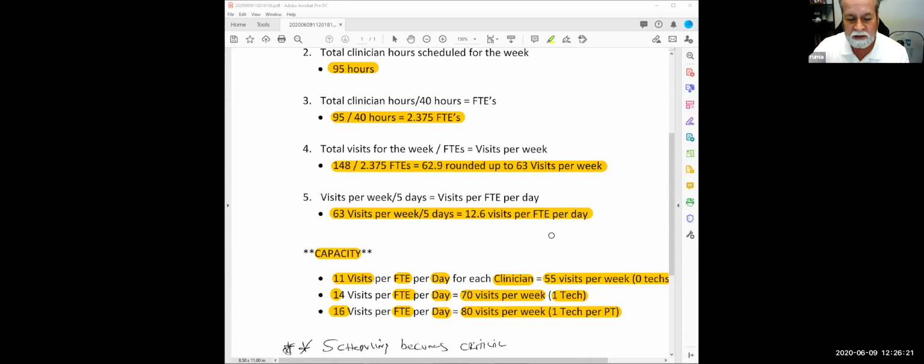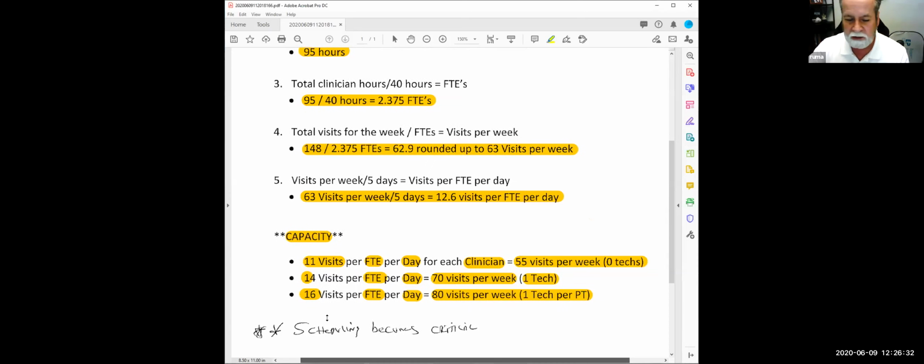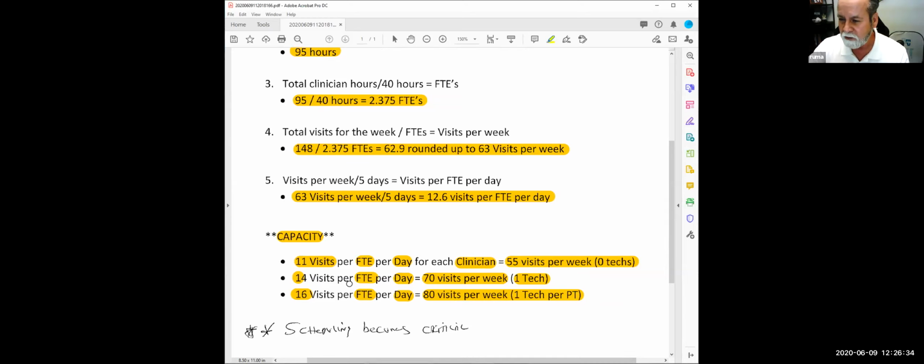Now, 13 visits under capacity is more than the 11 per day per clinician. So you would need a technician, correct? Okay, because 11 and under would be 0 techs. That's how you determine it. Does that make sense on a daily basis?